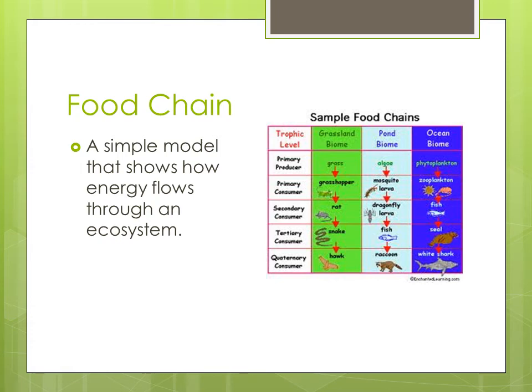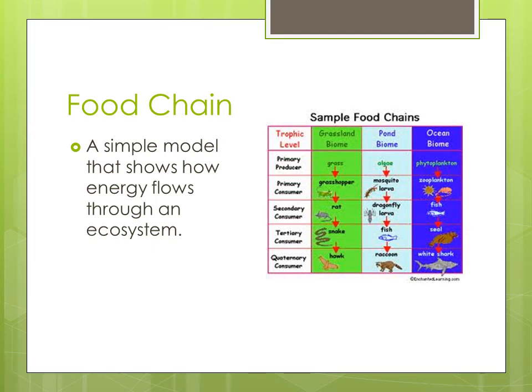Your quaternary is the hawk that eats the snake that eats the rat that eats the grasshopper that eats the grass. So we can now look at the pond. You have algae as your primary producer. The algae, that green, kind of scummy looking stuff floating in a pond, is photosynthesizing. And mosquito larvae will eat the algae.